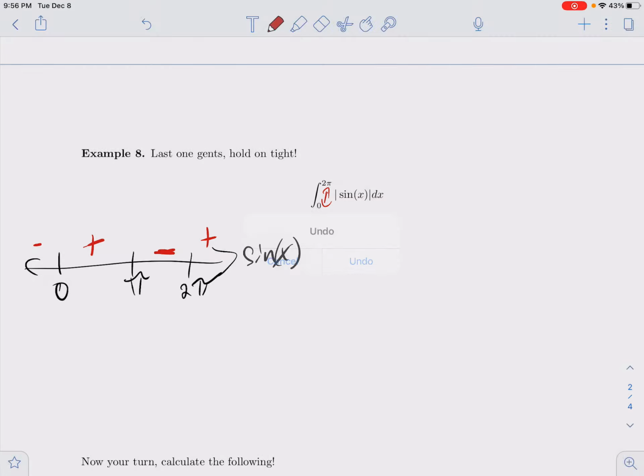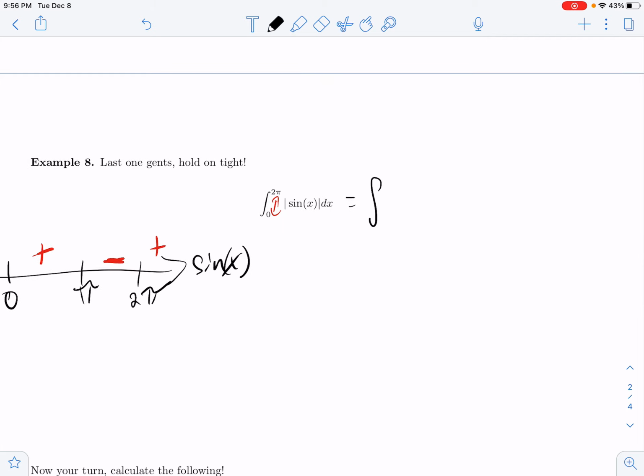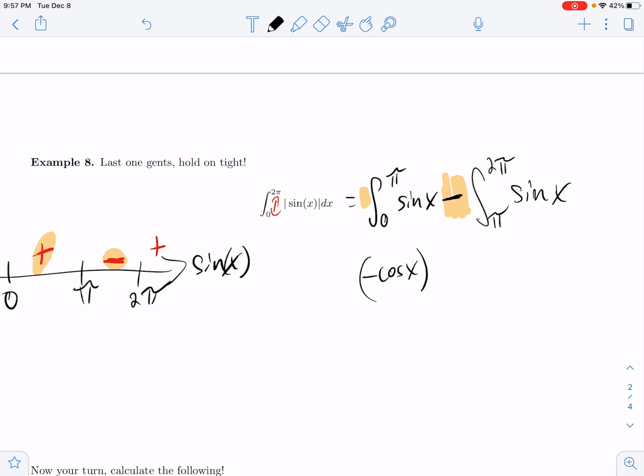So we're going to integrate this thing. This is going to be equal to the integral from 0 to pi sine x, right? Because this is positive, so this is positive. And then minus the integral from pi to 2 pi sine x, because since this is negative, this also has to be negative. And we can calculate this. Well, we'll do this one, I guess. So this is negative cosine x from 0 to pi minus negative cosine x from pi to 2 pi.